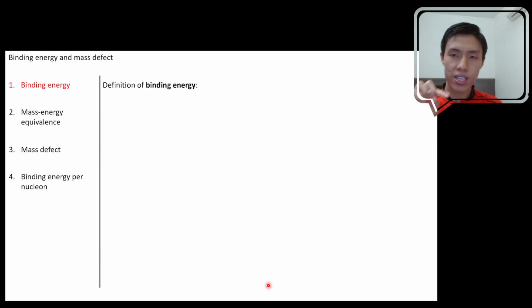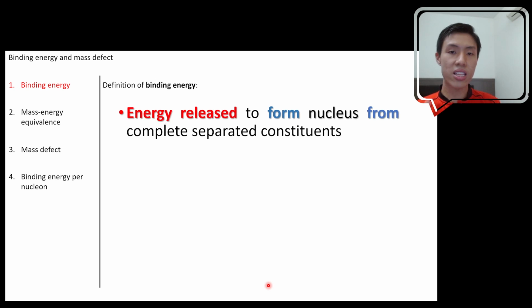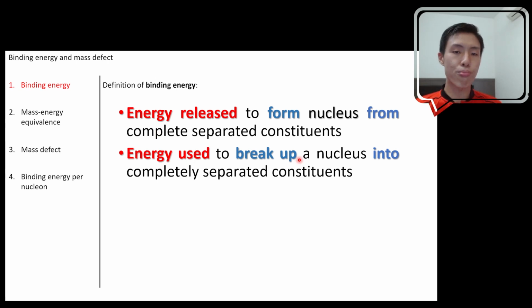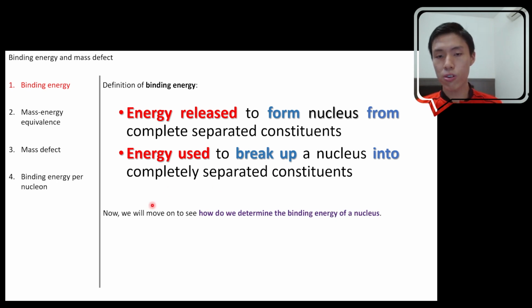To wrap things up, the definition of binding energy is the energy released to form a nucleus from completely separated constituents. So from being separated to forming one small nucleus, how much energy is released, that's binding energy. Another perspective: it's the energy used to break up a nucleus into completely separated constituents, the reverse of the formation process. The amount of energy involved is the same. In the next video, we are going to study how to determine how much of this energy is released or used. We are going to determine the binding energy of the nucleus.